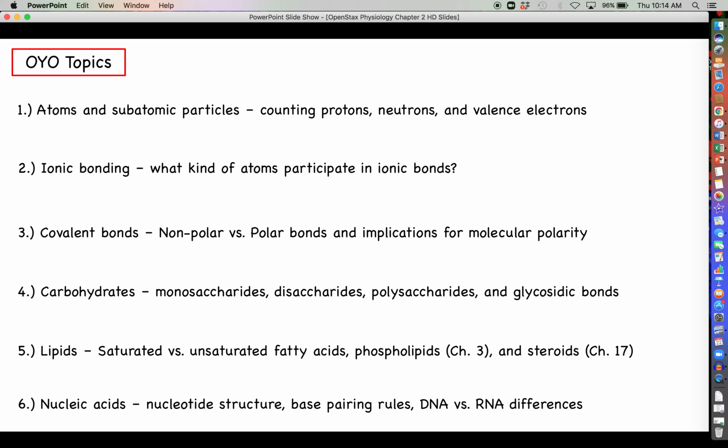But the way I look at it is these are topics that I think you should have seen plenty of times in previous classes, whether it's general biology or general chemistry. I think they're simple enough topics that you can kind of catch yourselves up on them on your own, which is why they're called on your own topics.